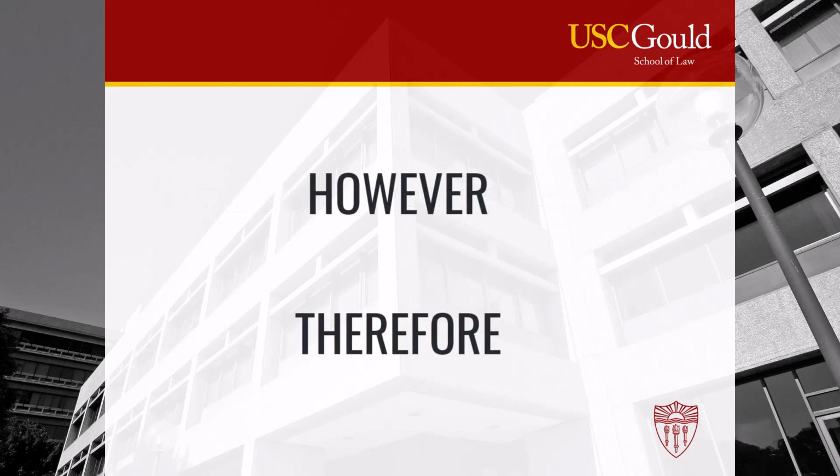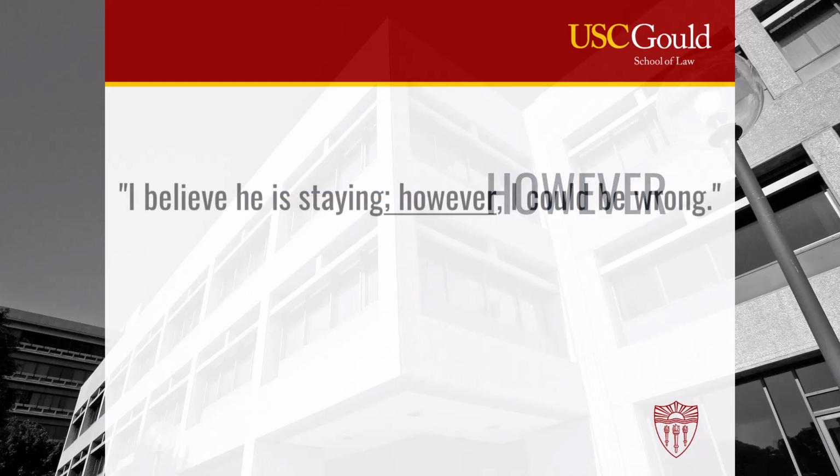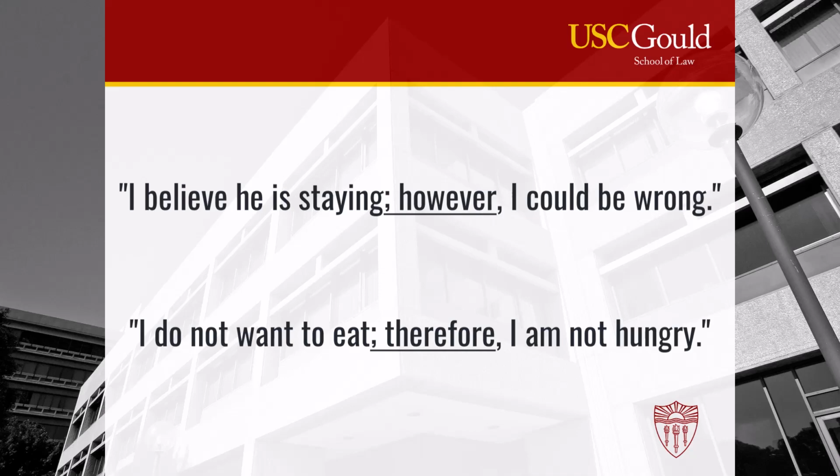However, therefore. The rule here is that you must have additional punctuation before however or therefore. In the alternative, you can just make it its own sentence. I believe he is staying. However, I could be wrong. I do not want to eat. Therefore, I am not hungry.